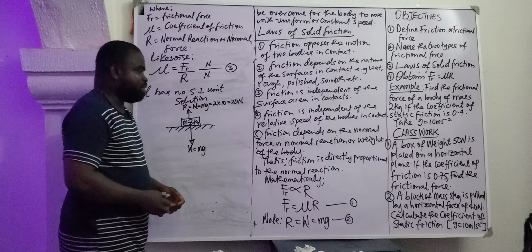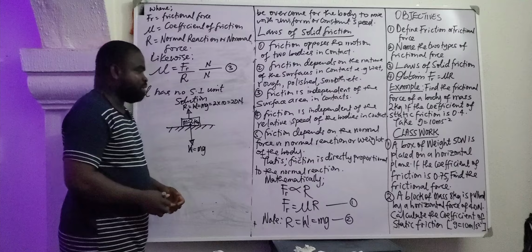Now, you discover that there are some certain points that must be in your definition for it to be acceptable. One, we have two bodies. Two, the two bodies are in contact. Three, there is relative motion between the two bodies. One tries to move over the other. For that, friction opposes the motion.